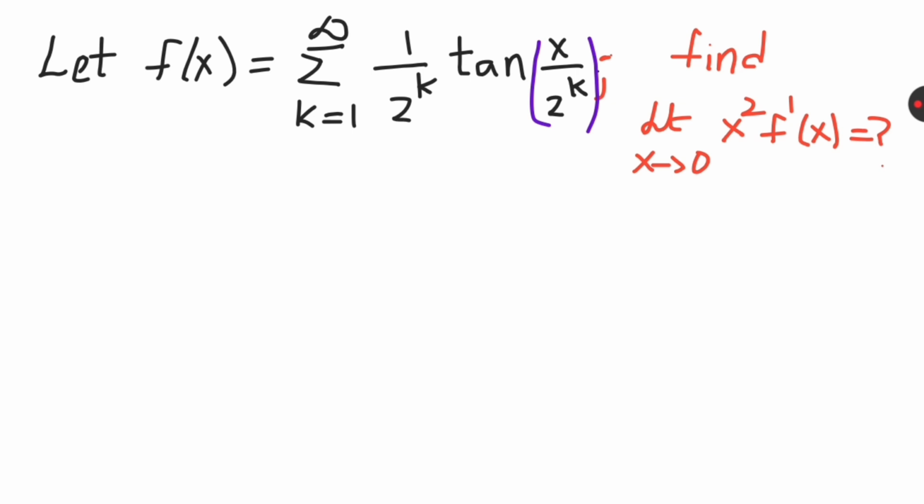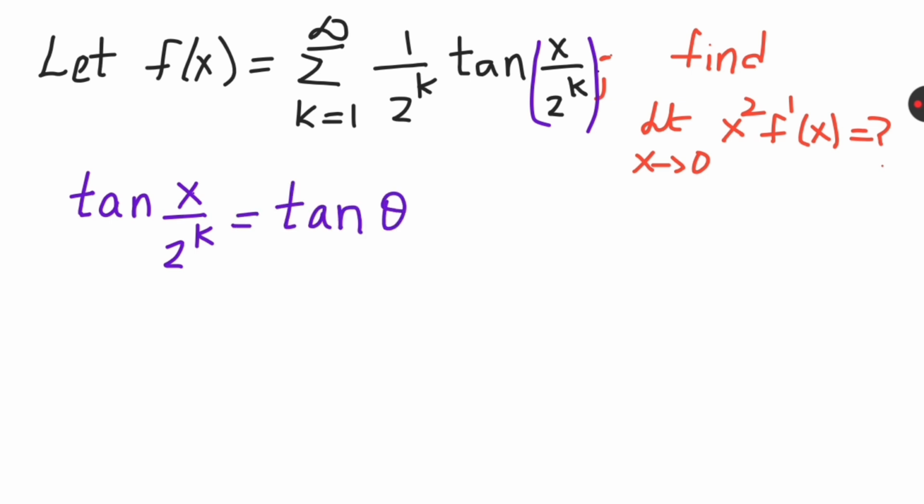What they have given is f of x equal to the summation from k equals 1 to infinity of 1 over 2 raised to the power of k, tan of x over 2 raised to the power of k. Only we will take this tan of x over 2 raised to the power of k. If we consider this x over 2 raised to the power of k as theta, then it becomes tan theta. This tan theta, we can write as sin theta over cos theta.